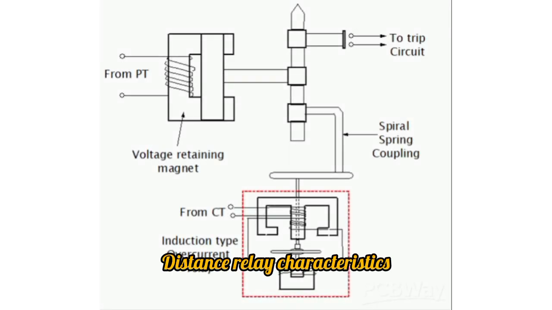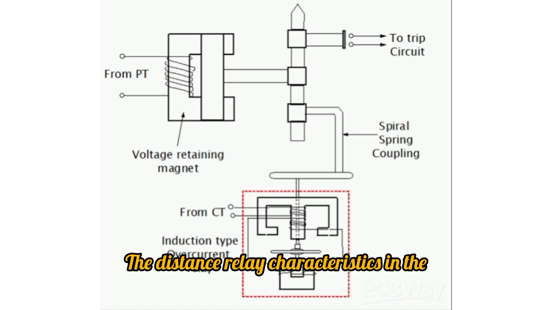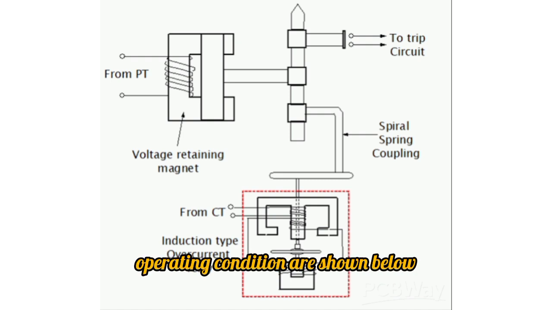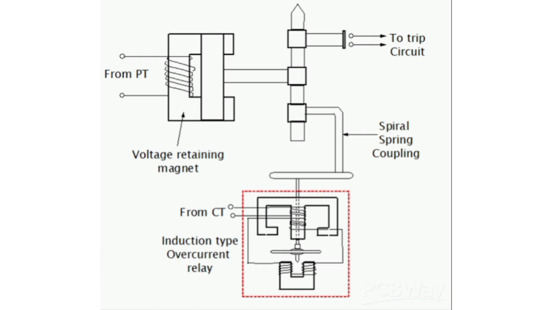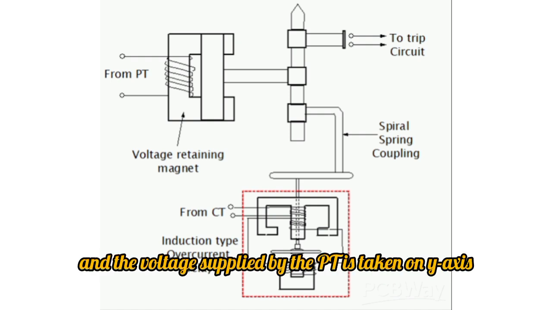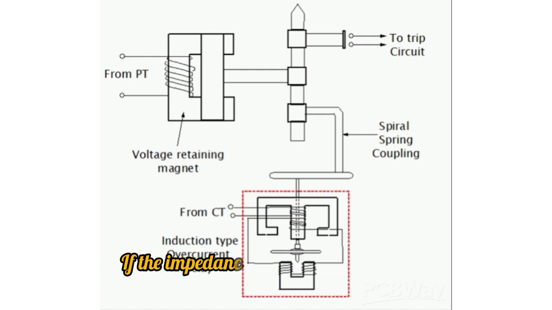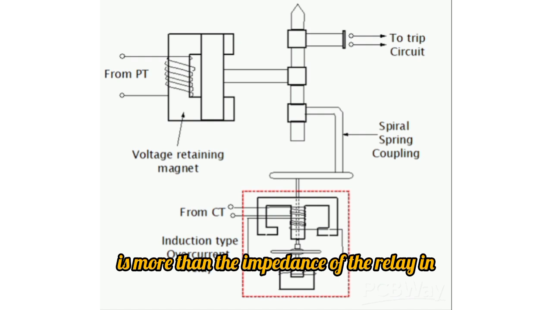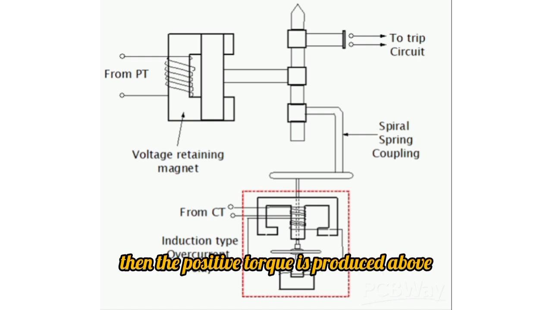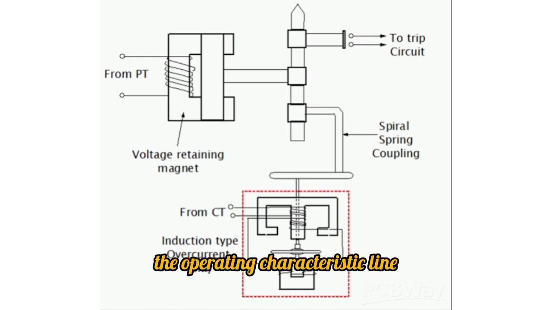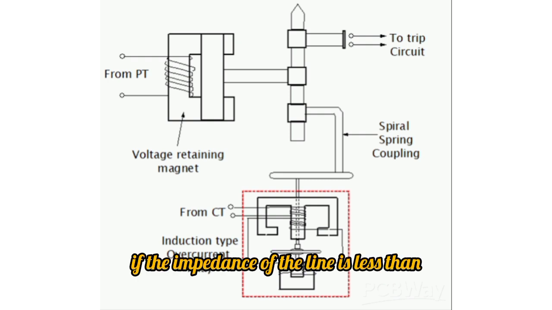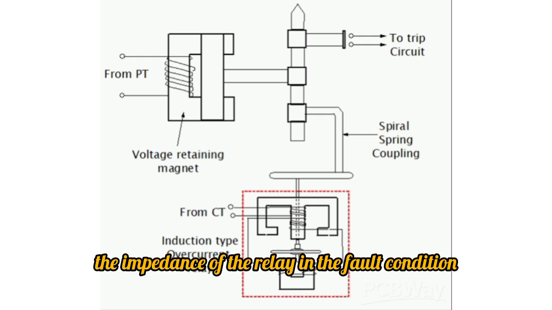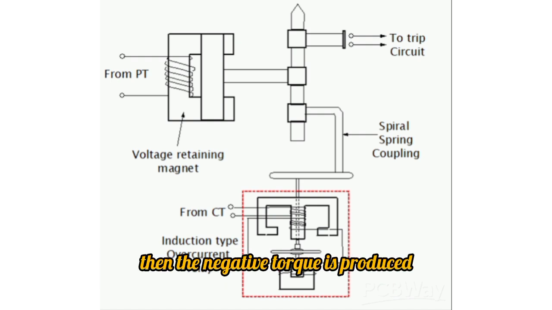Distance relay characteristics. The distance relay characteristics in the operating condition are shown below. The current flowing through the CT is taken on the x-axis and the voltage supplied by the PT is taken on the y-axis. If the impedance of the transmission line is more than the impedance of the relay in a fault condition, then positive torque is produced above the operating characteristic line. In the same way, if the impedance of the line is less than the impedance of the relay in the fault condition, then negative torque is produced.